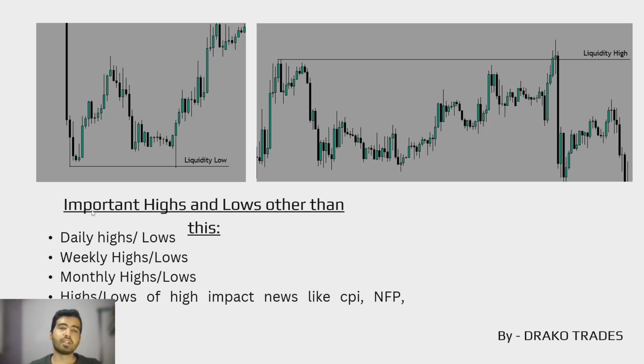Other than this, there are other important highs and lows that we can see here: daily highs and lows, weekly highs and lows, monthly highs and lows, and highs and lows of high impact moves like CPI, NFP, and FOMC. These highs and lows are very important. The price gives a very good reaction to them and often reverses after sweeping out the liquidity. So let's say this low is an FOMC or NFP low, and price will sweep all the SLs here and then reverse back.